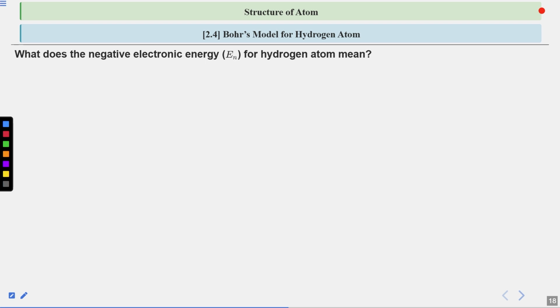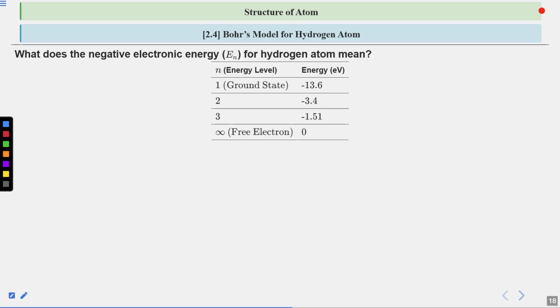Before that, we should understand why the energy is coming as negative. If you go back and see, it was minus 2.18 into 10 to the power minus 18. So why is it negative? That thing is important. If I convert that minus 2.18 into 10 to the power minus 18 into electron volt, just multiply 2.18 into 10 to the power minus 18 with 1.6 into 10 to the power minus 19. So this is the conversion of joule to electron volt. You will get it as 13.6.